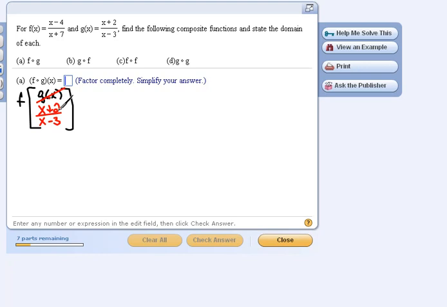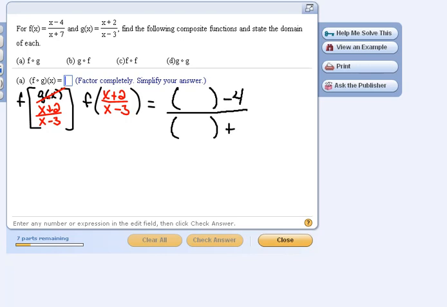So now, according to my notation, this says that I'm evaluating the f function, but instead of x, I'm using x plus 2 over x minus 3. The f function they've defined up here as being the variable minus 4 over the variable plus 7. But instead of the variable, we're going to be using x plus 2 over x minus 3. So I'm plugging that in everywhere I had a variable in the original f function.